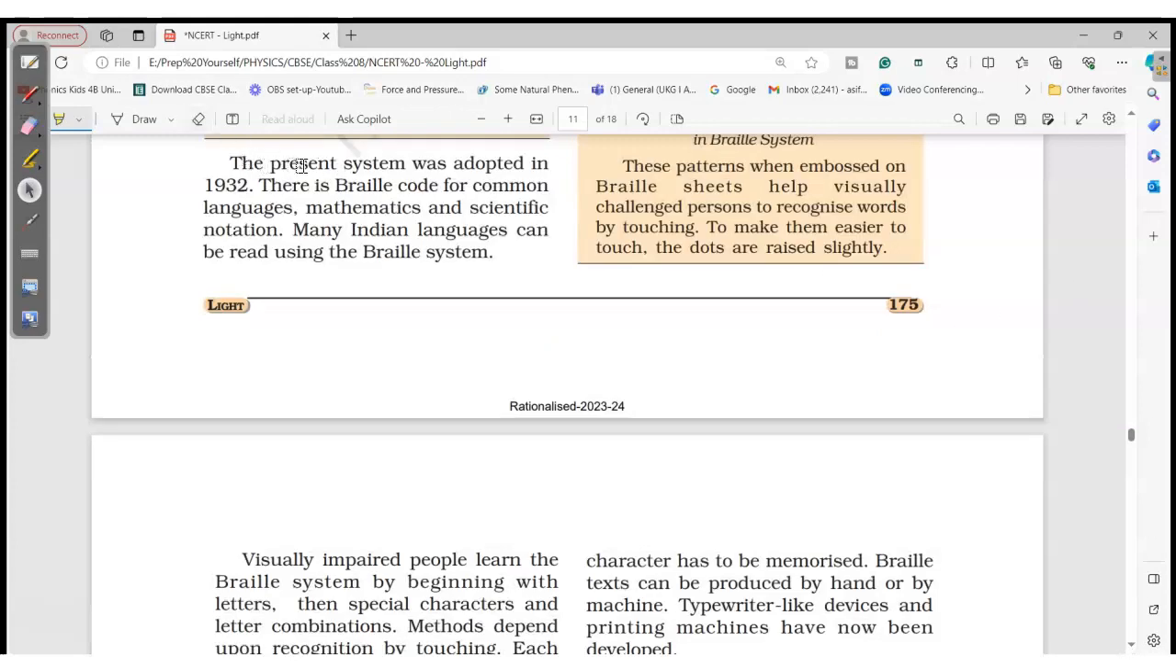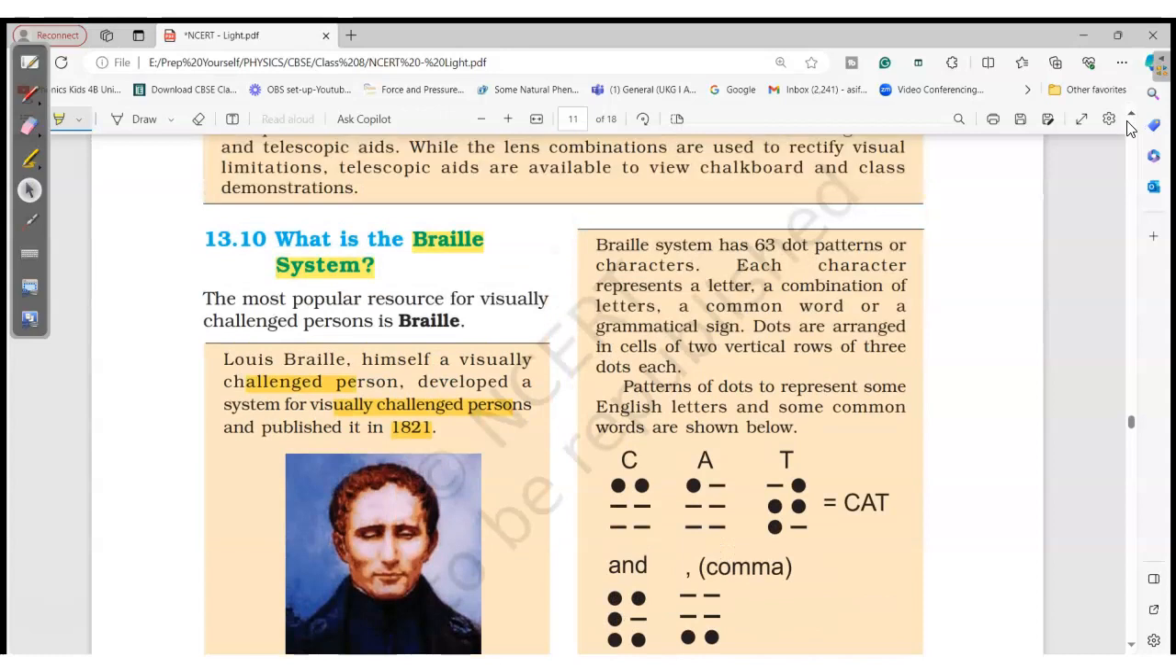The present system was adopted in 1932. There is a Braille code for common languages, for mathematics, and there are some scientific notations. So many Indian languages can be read using the Braille system. How does it look like? You can see in this figure, a Braille system has 63 dot patterns or characters. Each character represents a letter or a combination of letters, a common word, or a grammatical sign. Okay, dots are arranged in cells of two vertical rows.